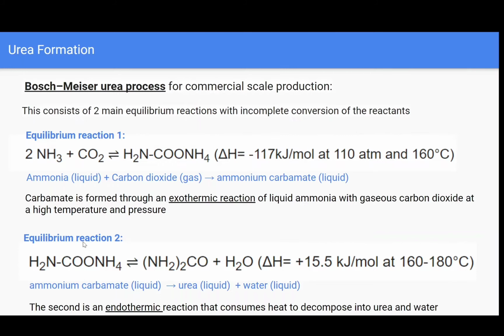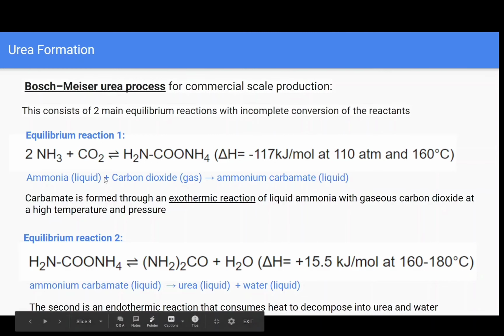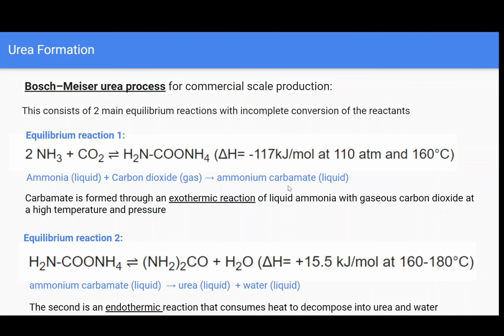So now we can move on to the actual urea formation process. The Bosch-Meiser urea process is used for commercial scale production of urea. This consists of 2 main equilibrium reactions with incomplete conversion of their reactants. The first reaction involves ammonia in liquid form plus carbon dioxide as a gas to form ammonium carbamate. This reaction takes place at high temperature and high pressure, and it's an exothermic reaction.